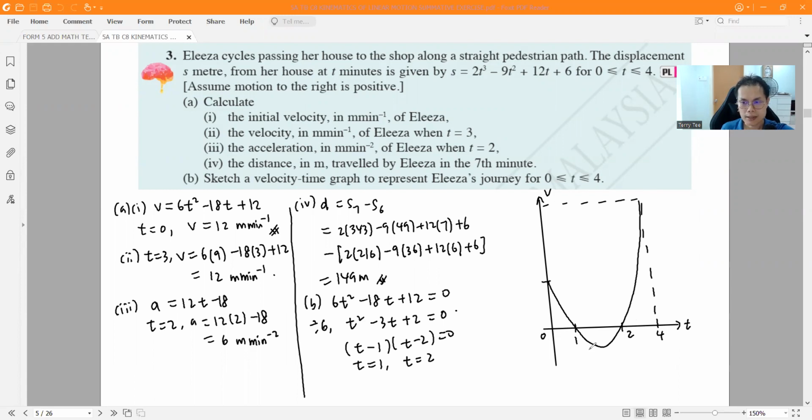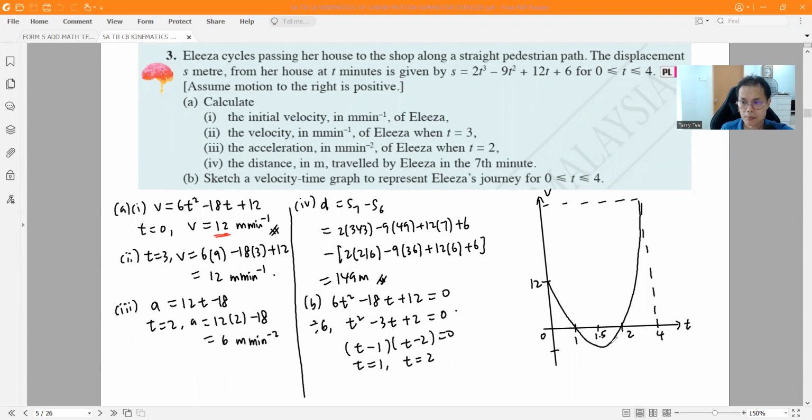Now, we know that the particle starts when t equals 0. The velocity is 12. Look at this, 12 here. So I can map 12 onto here. Now we know that the particle intercepts the x-axis, or t-axis in this case, at 1 and 2, and it does have a turning point here. We can write this as 1.5.